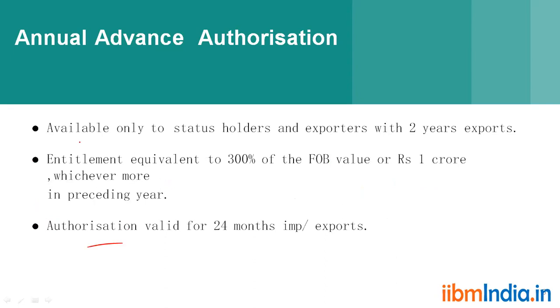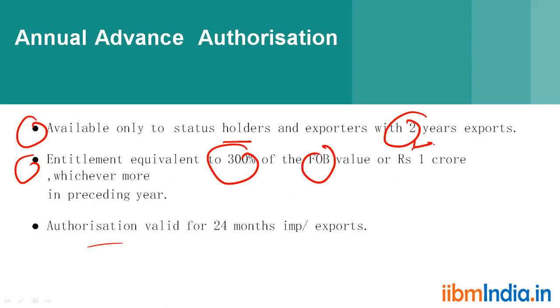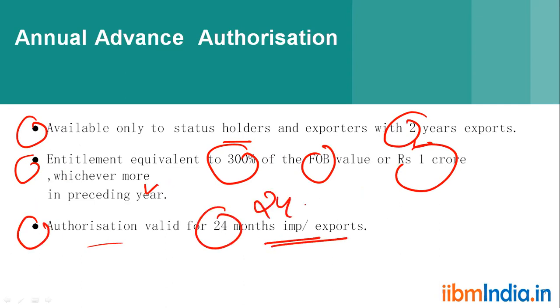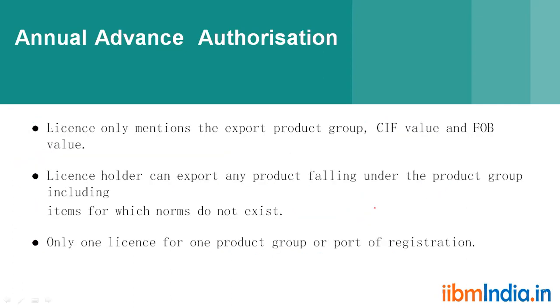Annual advance authorization is available only to status holders and exporters within 2 years of export. Entitled when the evaluation is 300% of the FOB values or rupees 1 crore, whichever is more, in the preceding year. Authorization value is for 24 months of import or export. Within the 24 months, you have to do the import and export. Only then will you get the exemption of duties, advance duties and customs duties.